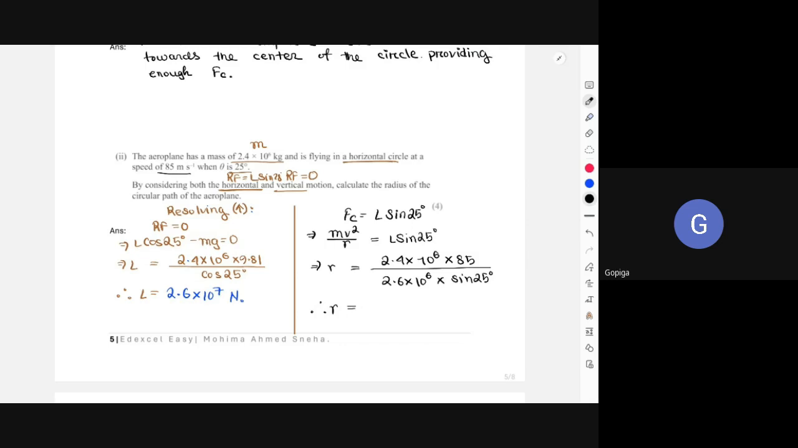Okay, what is the value for the radius then? 185. Wait one minute. Ma'am, it should be 85 squared. Oh yeah, right. It will be 85 squared. Sorry. Zawahir, can you please recalculate the answer for me? 735. Then it's coming very big.